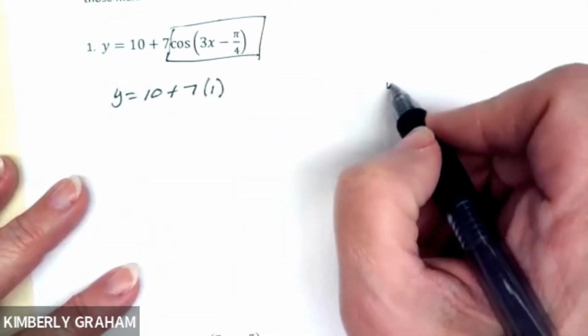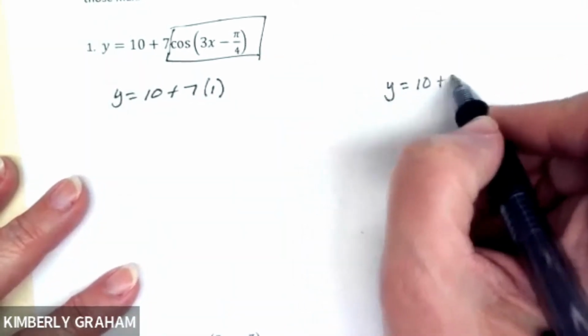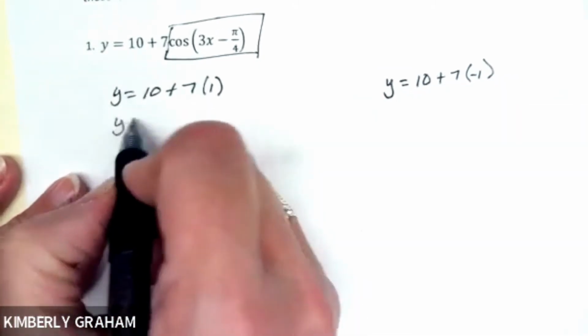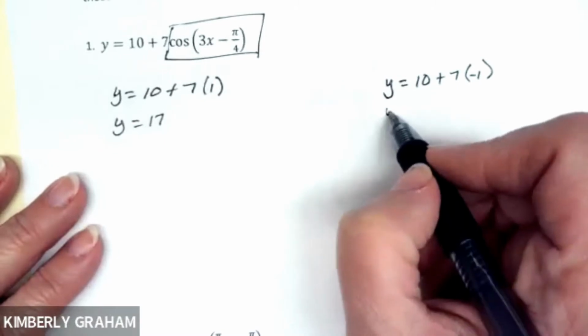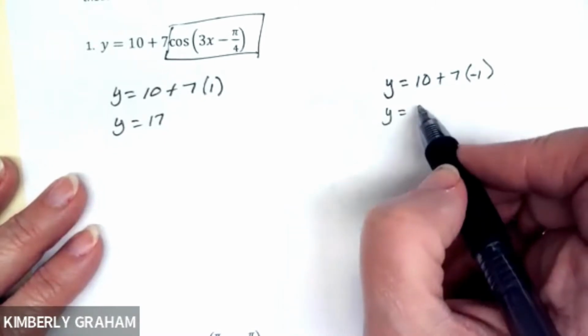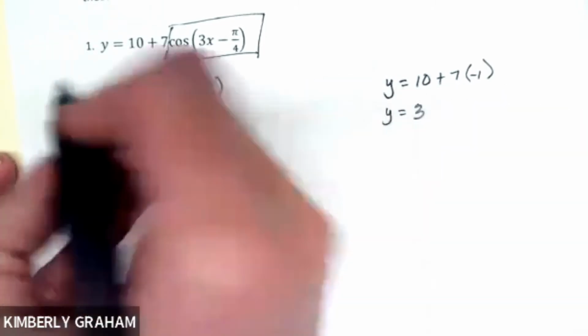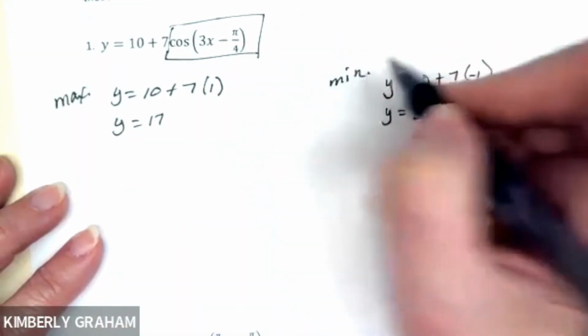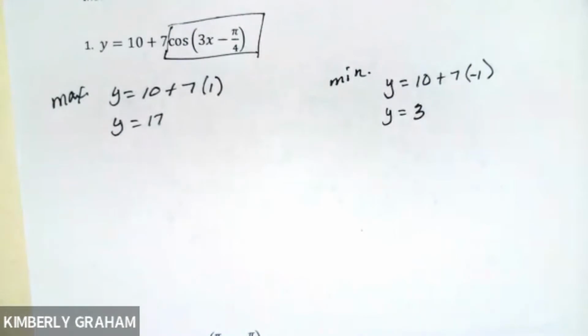And then I'm also going to have over here 10 plus 7 times -1. Now I'm going to apply that, I get 17. This will be 3. All right, so this is my maximum, and this is my minimum. And you may think, why did I do that problem that way? And I think you're going to see why on the next problem.